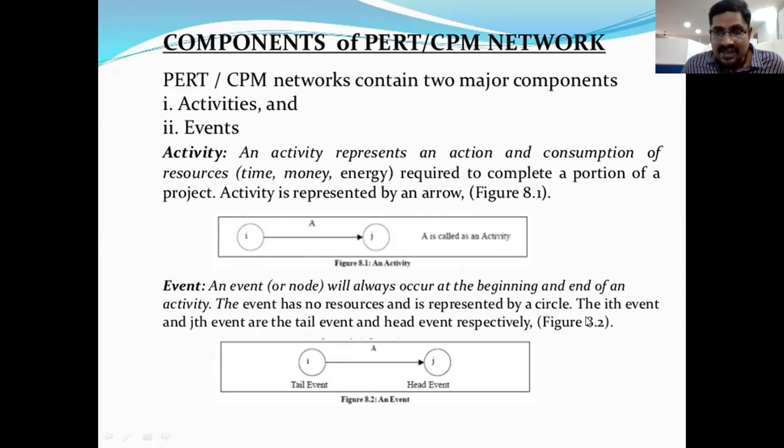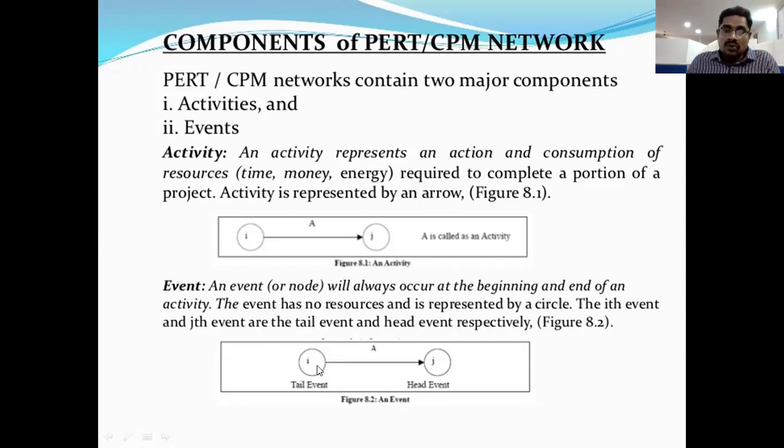The ith event means, in this example, this node name is I, and this node name is J. So this ith event is called the tail event. This ending event, whose name is J, the jth event, is the head event.